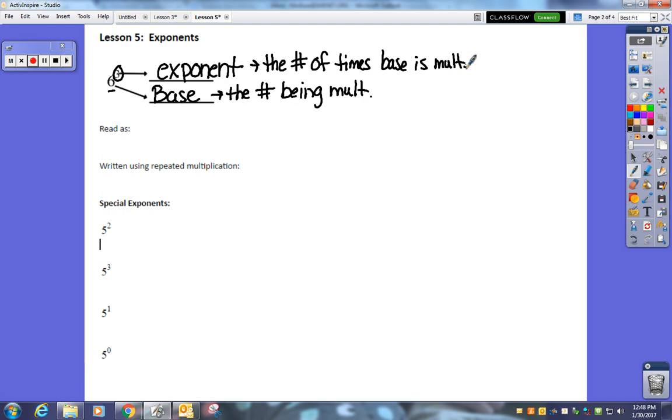Okay, so there are specific ways that we read exponential notation. You always read it as the base to the exponent's power. So for example, this one would be read as 6 to the third power. However, there are some special exponents that we'll talk a little bit more about in a few seconds. And 3 is actually one of those special exponents. This one is read a little differently. We read this as 6 cubed.